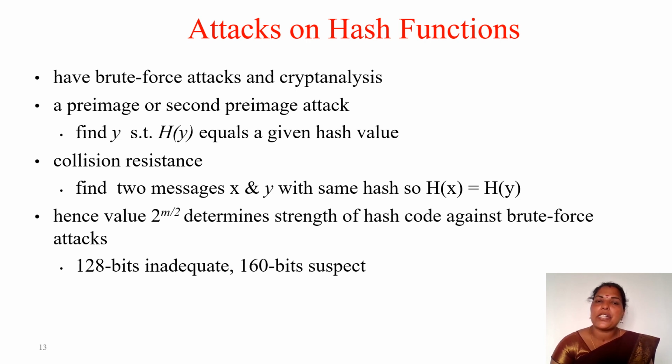Then this hash function is also vulnerable to some attacks, like brute force attacks as well as cryptanalysis. Using a pre-image or second pre-image attack, we can find y such that H(y) equals a given hash value, but it is very difficult because of pre-image resistance. Then for collision resistance, we find two inputs x and y with the same hash, so H(x) equals H(y). Here the value 2 power m by 2 determines the strength of the hash code against brute force attacks. 128 bits is inadequate, but with 160 bits we can resist.